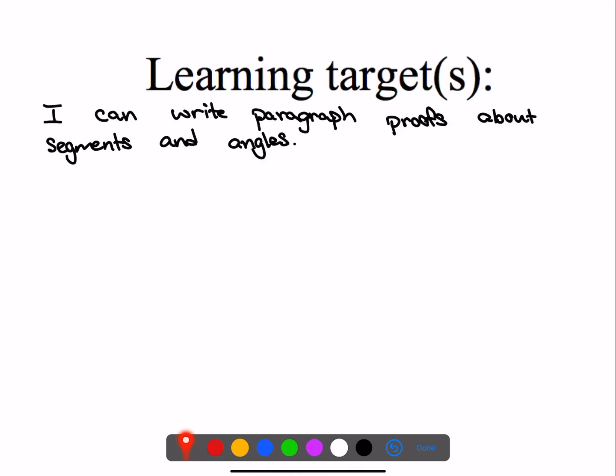All right, so today we are going to be covering paragraph proofs. Our learning target is I can write paragraph proofs about segments and angles. We'll also be learning a little bit about disproving proofs as well. So we're going to see some proofs that we can disprove down the road too. So keep that in mind as we're going through today's lesson. We will be talking about disproving things as well.